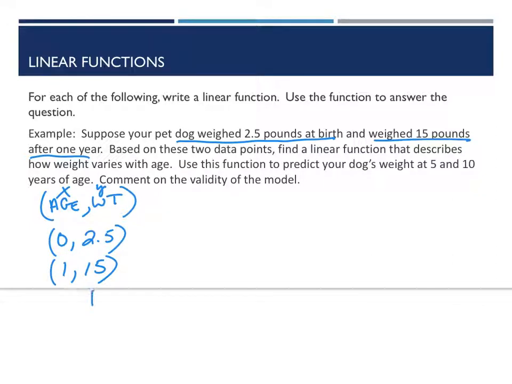We want to look at our weights. I'm wanting to find a rate of change for my weight. Well, if it was 2.5 and it went to 15, how much did my weight change?